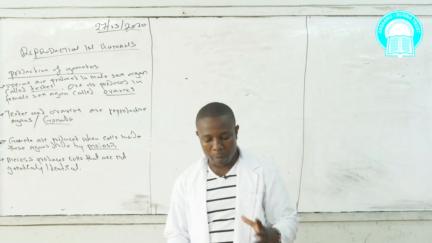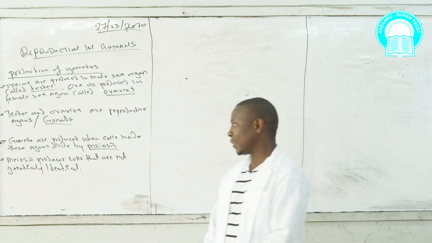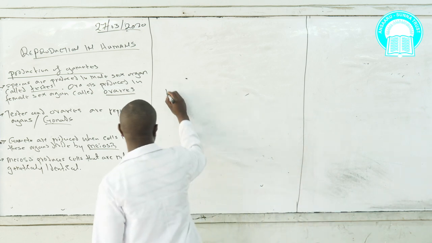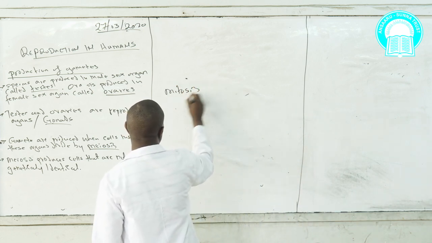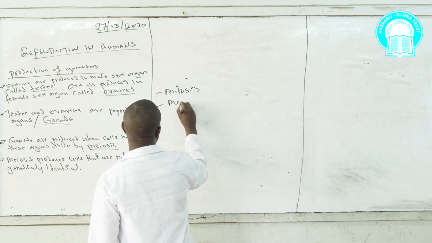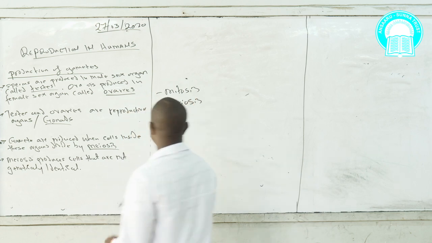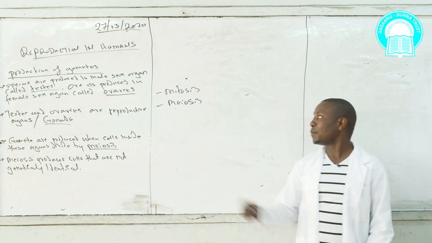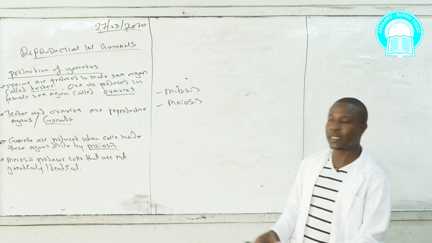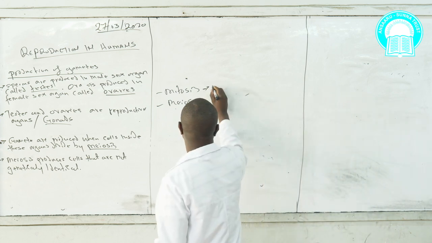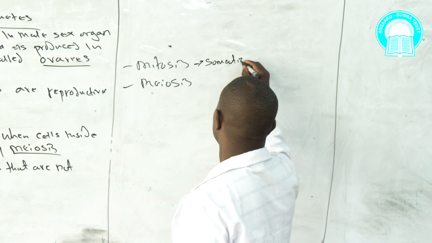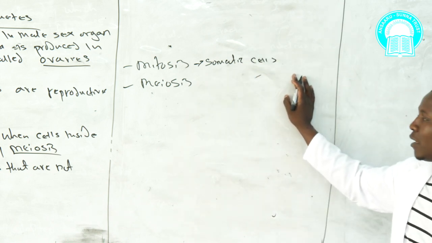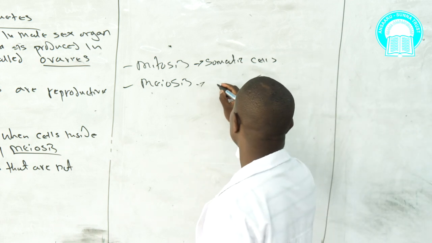Meiosis. So remember, we said we have two types of what? Cell reproduction. We talked about mitosis and meiosis. The difference between mitosis and meiosis is that mitosis takes place in somatic cells. It takes place in what? Somatic cells. But meiosis takes place in what?